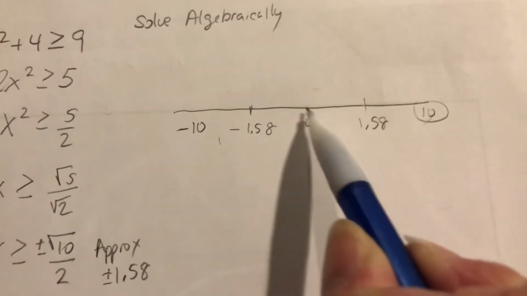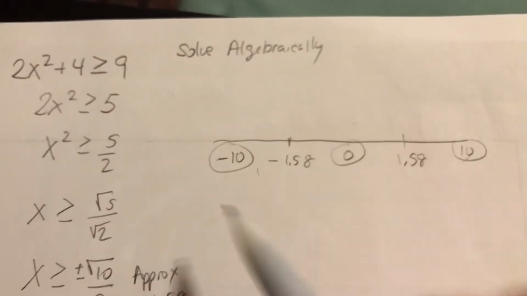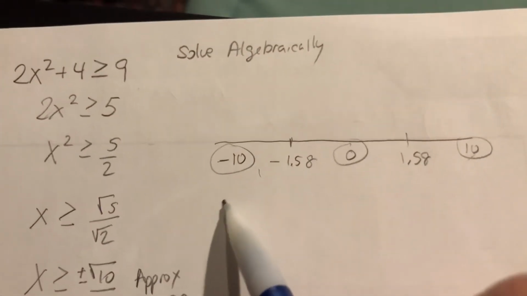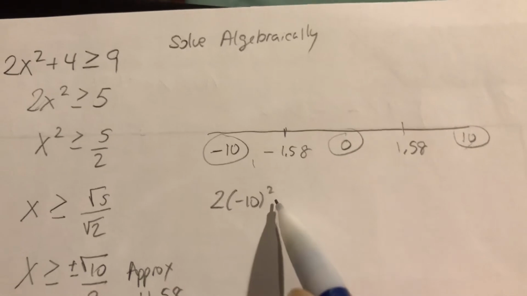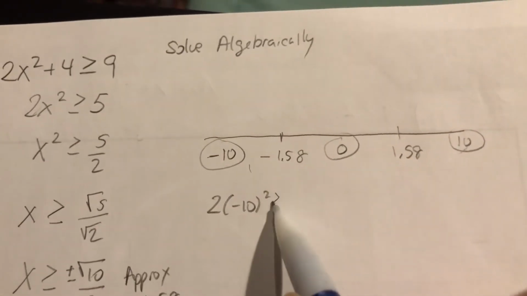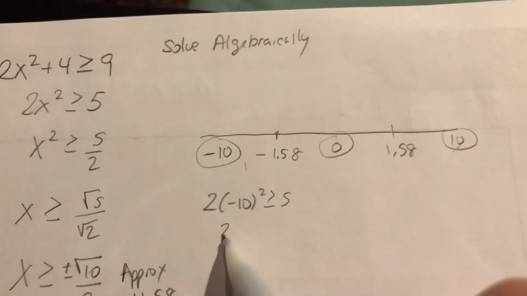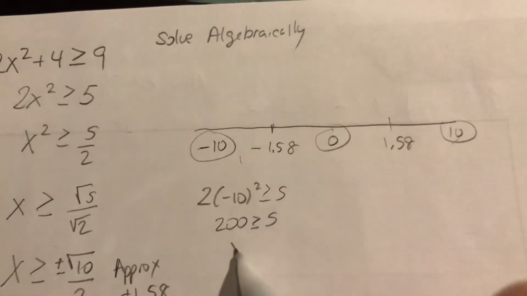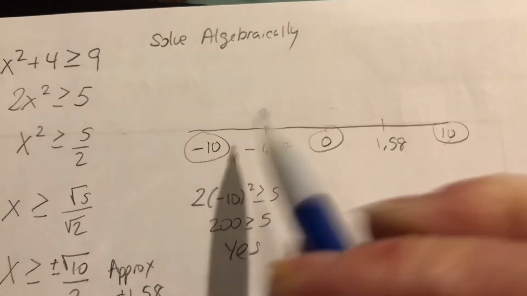So I'm going to go ahead and test these values into that inequality to see if it's true or not. So when I put negative 10 in there, I get 2 times negative 10 squared, I'm just going to go with that one, is greater than or equal to 5. So 100 times 2 is 200. Is that greater than or equal to 5? Yes. So this is where we have some solutions.